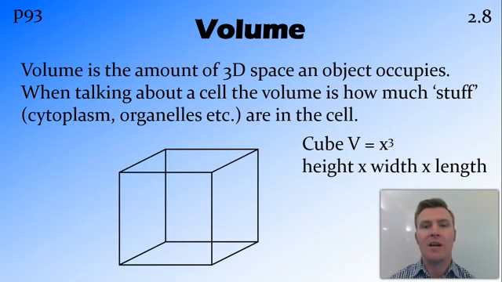Volume is the amount of 3D space that an object occupies. So when we're talking about cells, we're talking about how much stuff, so cytoplasm, organelles, all those things that are inside a cell, how much of that stuff is in the cell. And the volume of a cube is the size cubed, funnily enough, or the height times the width times the length. But if it's a cube, all those three will be the same, so you can just times that by itself twice.